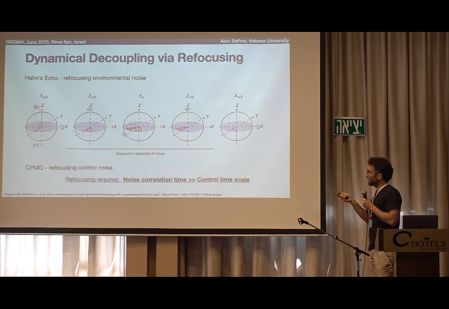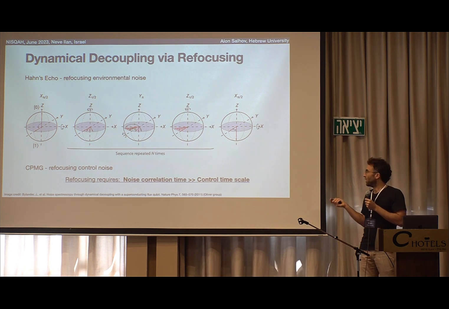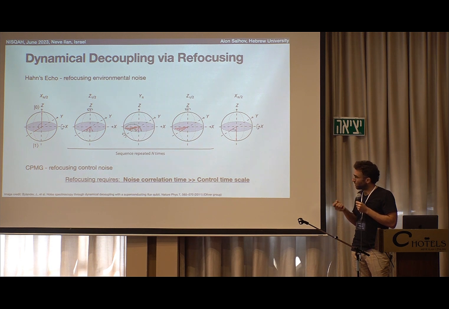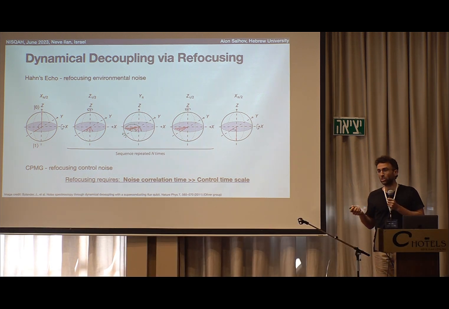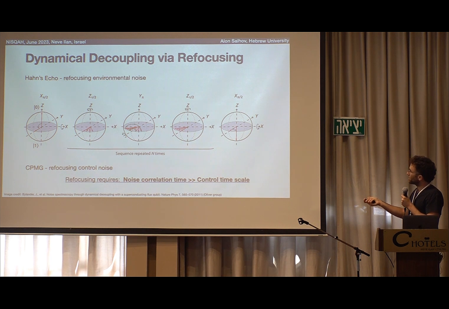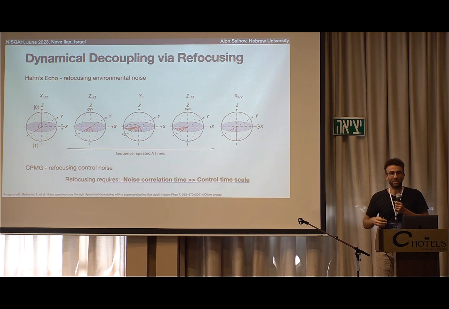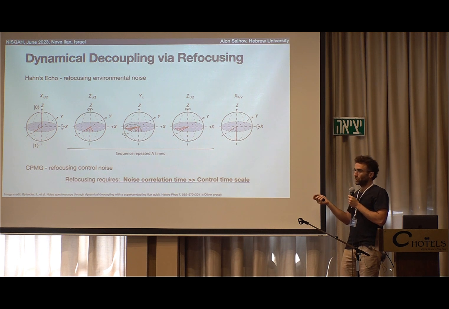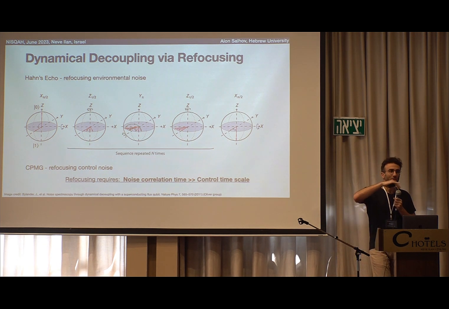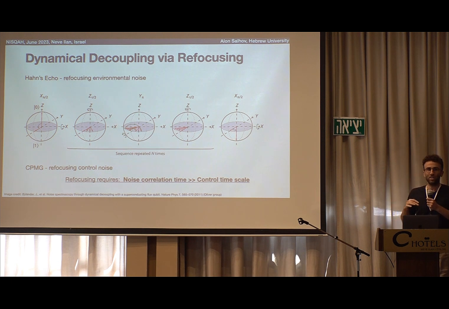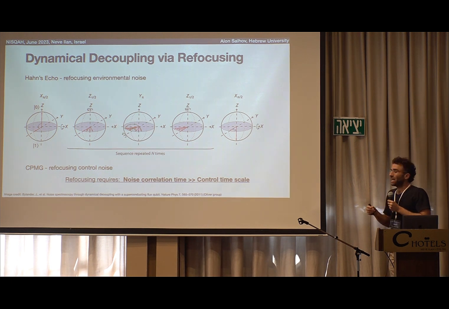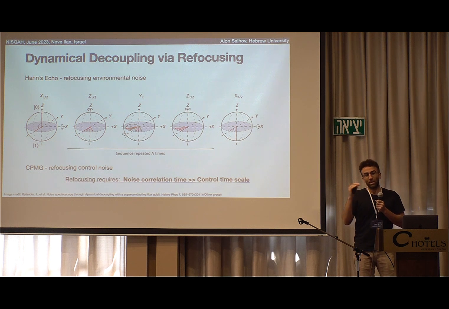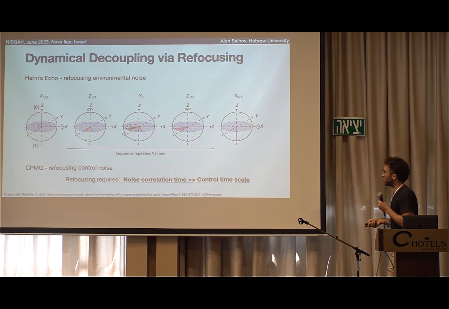And just to mention one of the most common refocusing dynamical decoupling pulse sequences, which is CPMG. This basically consists of just repeating this middle part of the sequence n times. One of the important features of CPMG is that it refocuses control noise. You can think of the green arrows as undershooting or overshooting the desired operation, to below or above the equatorial plane. Given that these overshoots or undershoots are temporally correlated, this sequence refocuses that error as well.